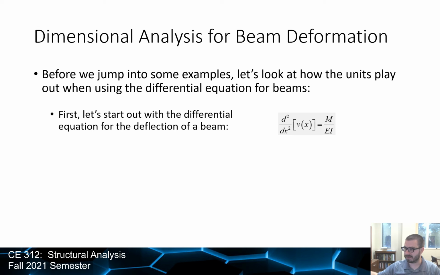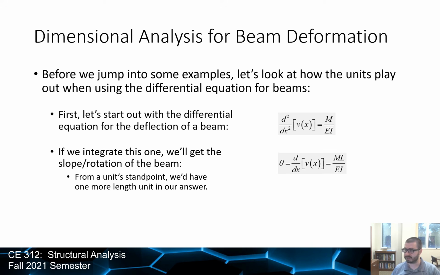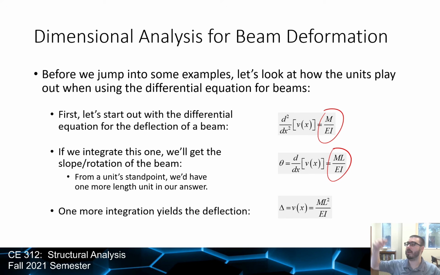If I integrate the second derivative and I get the first derivative, from a units perspective that answer is going to have one more unit in terms of length. So this is M over EI, and I'm saying this becomes ML over EI. I'm not saying that's the answer whenever you integrate, because it would depend on what the function is. I'm saying from a units perspective there's one more L term to consider, and if you integrate again, you're going to have yet one more L term. I'm using this to develop some conversion factors that we need to use later.